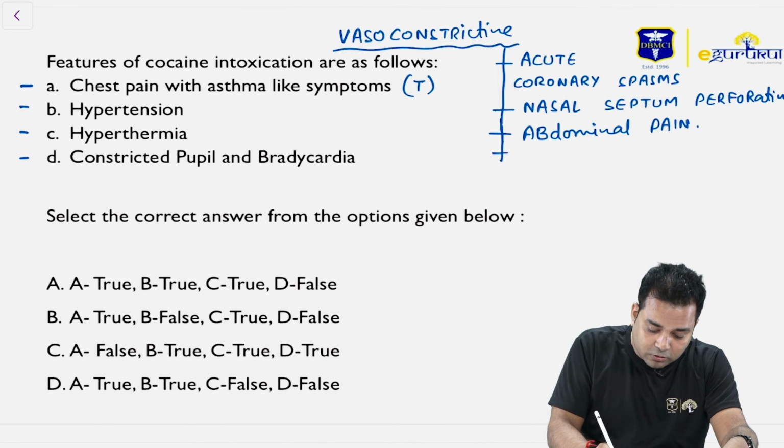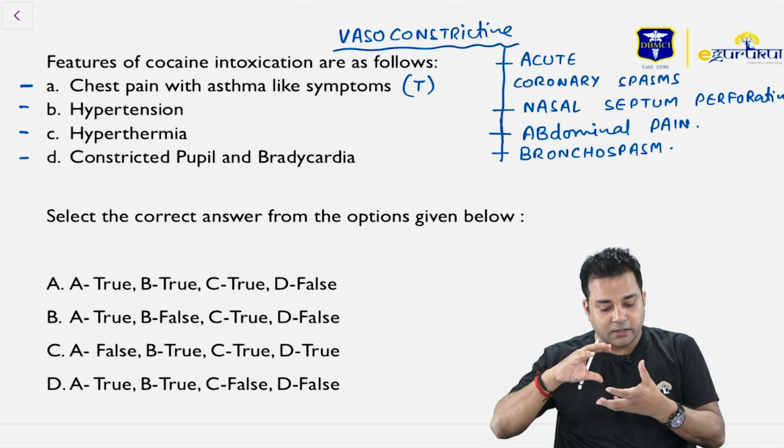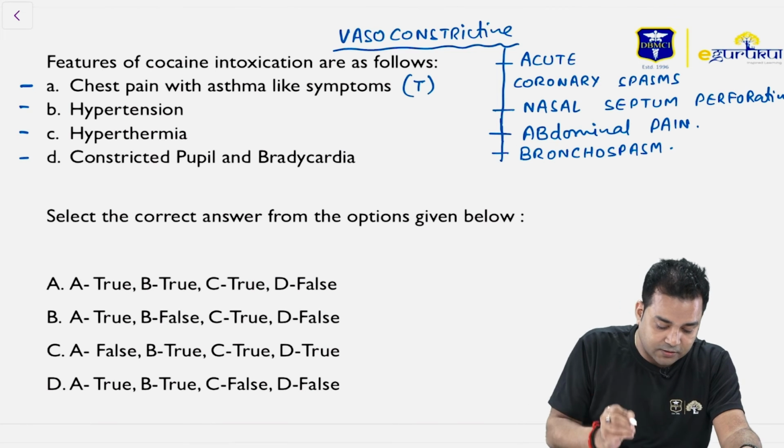Then it also leads to bronchospasm. The metabolites of cocaine give rise to features of bronchospasm in the addict. So yes, the person will have chest pain with asthma-like symptoms. That is a true statement.